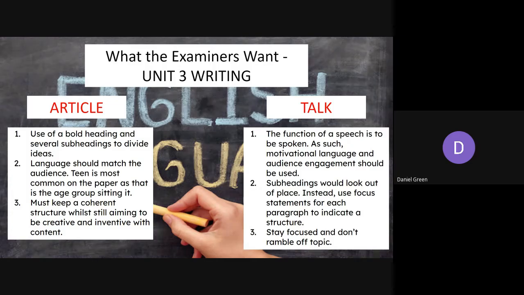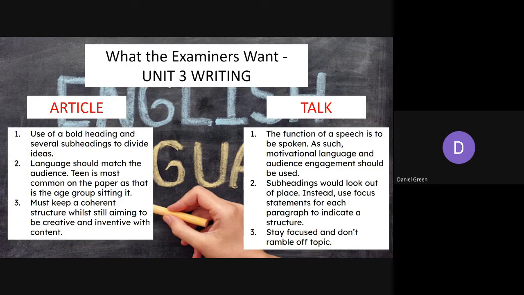An article should be a relatively formal piece because it needs to look professional. Now, that comes with a caveat. The language should match the audience. Don't throw in any slang. Don't start slipping in terms of your grammatical structure. But often in the exam, they will ask you to write for a teenage audience or an audience of your own year group. So that means you need to gear the article to be appealing to somebody your age.